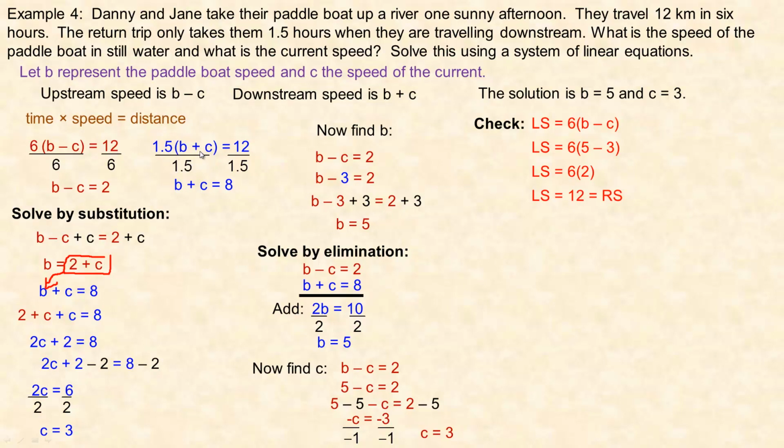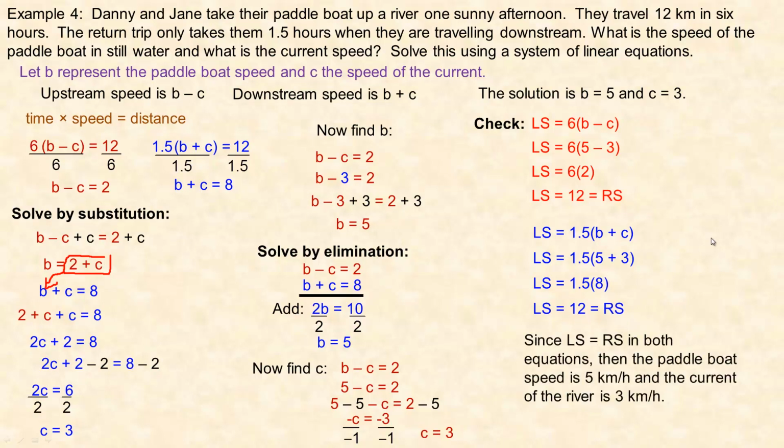This is the left side for the second equation, the downstream one, 1.5 times b plus c. And again, 5 here and 3 here, that adds to 8. 8 times 1.5 is 12 again, okay, which is what's on the right side, so that's good. So since the left and right sides are both 12 in both of the equations, then the paddle boat speed is 5 kilometers per hour. That's what b represents according to our let statement. And the current of the river is 3 kilometers per hour. And that's the end of the tutorial.